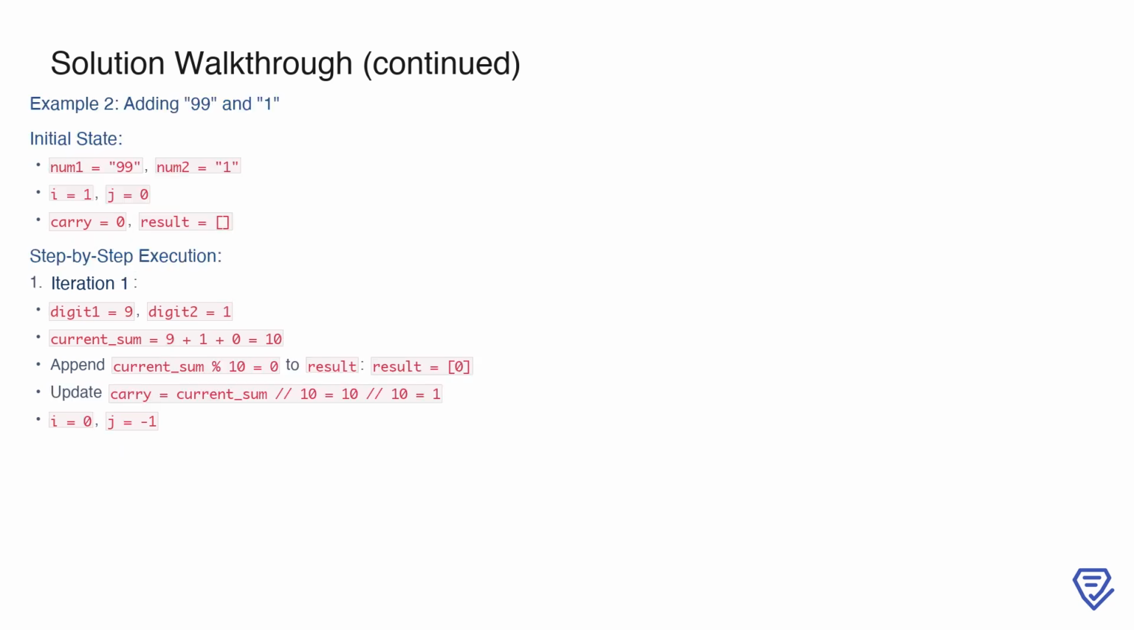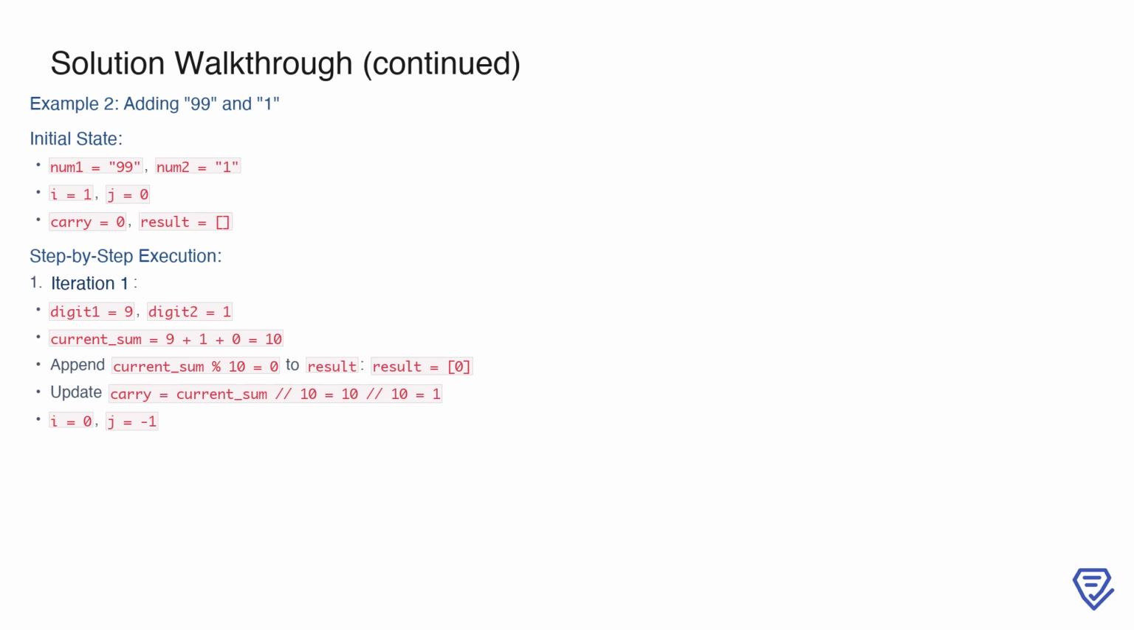Let's take a look at another example where we add 99 and 1. Here, the initial setup is similar. Number1 is 99 and number2 is 1, with the pointers i and j starting at the last indices of their respective strings. The carry is initialized to 0, and the result list is empty. In the first iteration, digit1 is 9 and digit2 is 1.